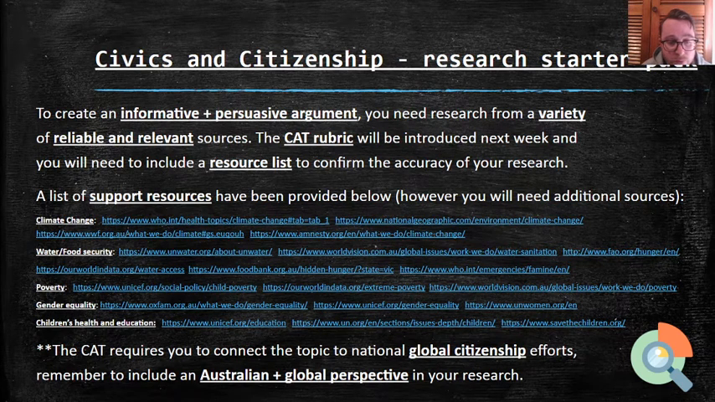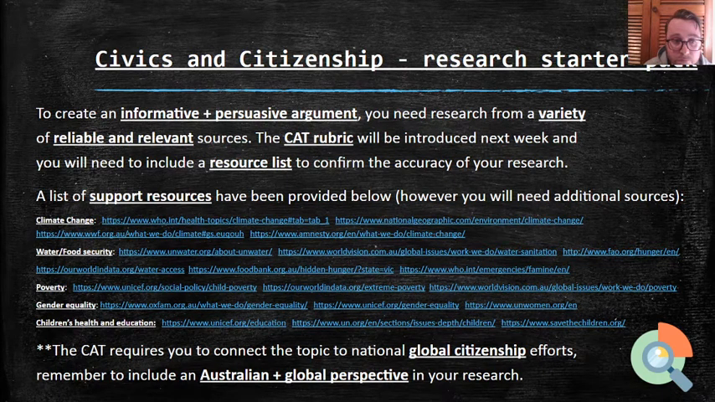It's also important to note that the CAT requires you to connect this topic to Australian global citizenship efforts. So make sure that when you're doing some research, you need some global information, obviously, to explain why it's a global problem. But you should also be looking at Australian information. So what is Australia doing for this global problem? So that you can assess, you can evaluate whether or not we are being a global citizen.